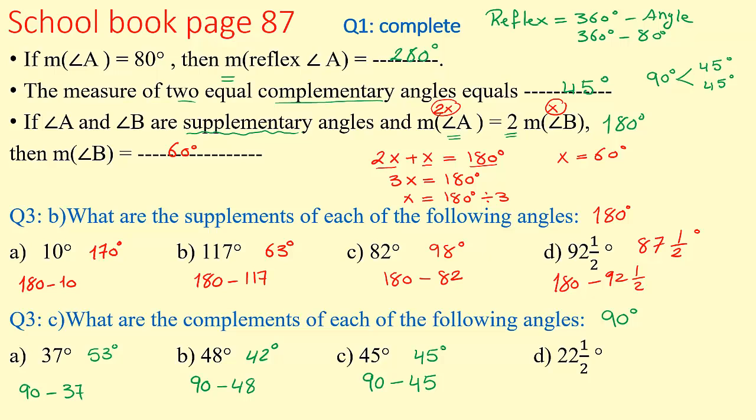And in number B, again, the sum of any two complementary angles equals 90 degrees. And I have one of them equal to 22.5. So 90 degrees minus 22.5 degrees, I will have this angle equal to 67.5 degrees. I would like you please to pause now and go and copy the answers of this question in your school book, page 87, and don't forget to write today's date.